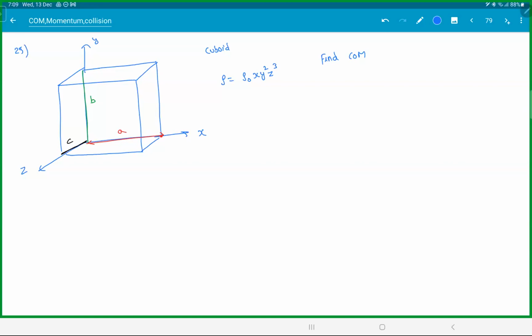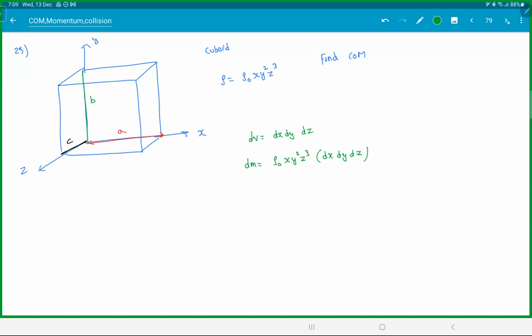Try it. I'll give another 2 minutes, then I'll show you. Did everyone get the volume element? What will be the volume element? dV will be dx, dy, dz. You take a small cuboid with sides dx, dy, dz. Mass will be rho naught x y square z cube dx, dy, dz. That will be the mass of that small cuboid.